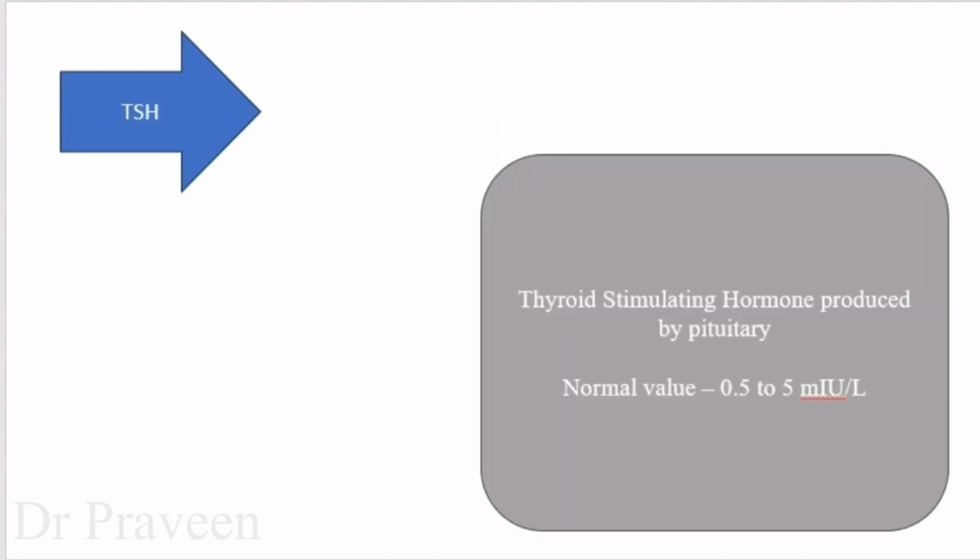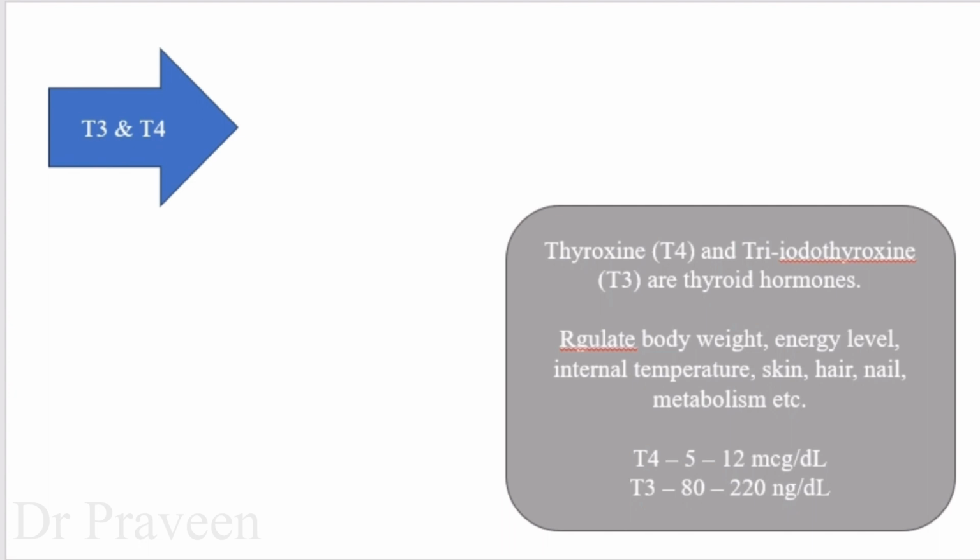TSH, as I told, is the thyroid stimulating hormone produced by the anterior pituitary. The normal range of the TSH is 0.5 to 5 milli international units per liter. T4 is thyroxine and T3 is triiodothyronine. If the T4 loses one iodine, then it will become T3. These are the thyroid hormones.